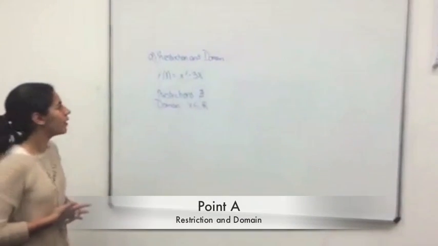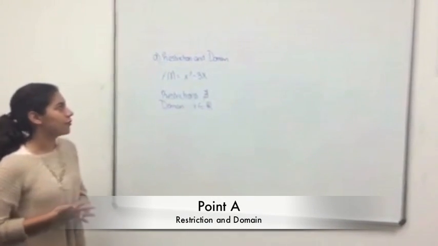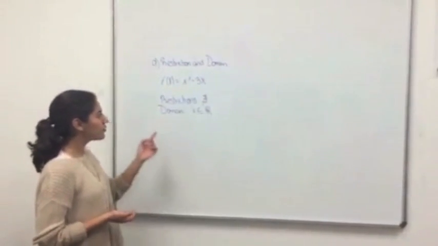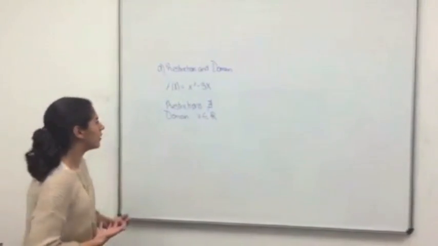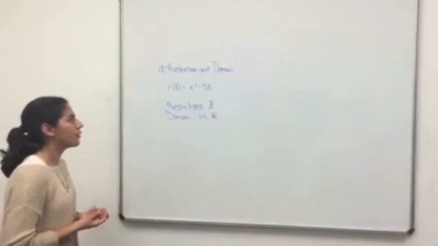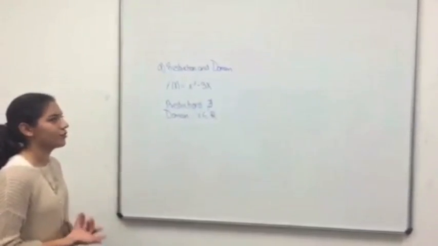For point A, we have to calculate the restriction in domain. We have no restrictions because it's a cubic function, so they don't exist. The domain is x belongs to all real numbers because we have no restrictions.